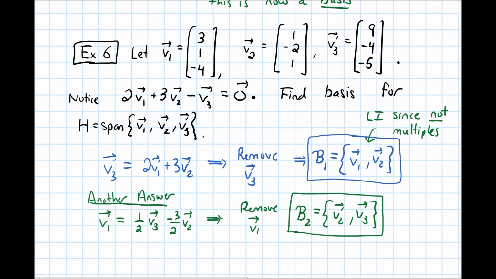And so it's not hard to see that if I wanted to, I could have written v2 as a linear combination of the others and removed v2 as well. And that still would have given me a basis.